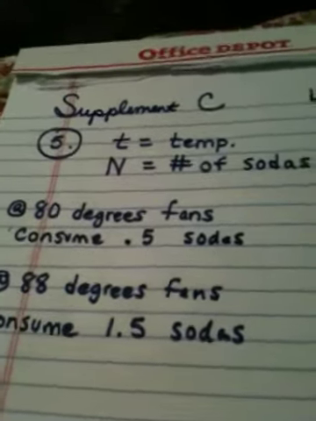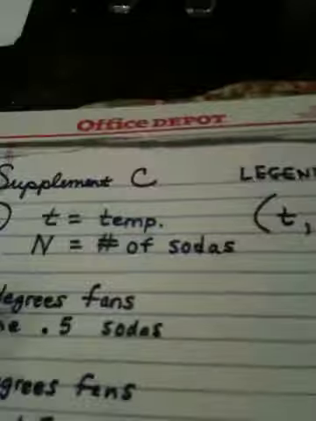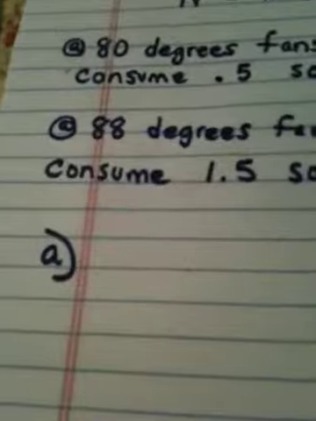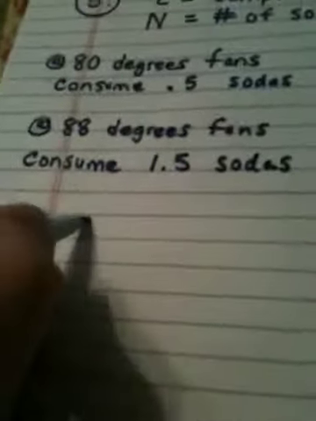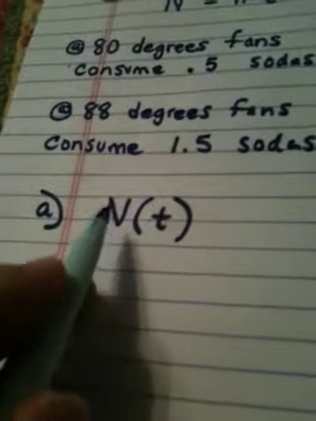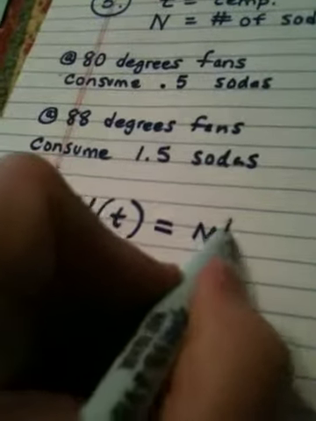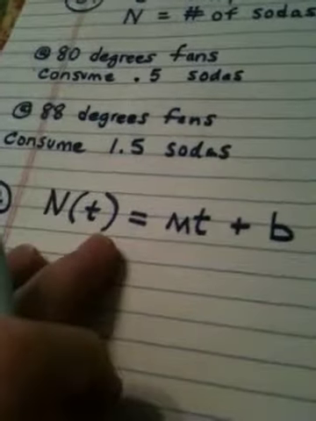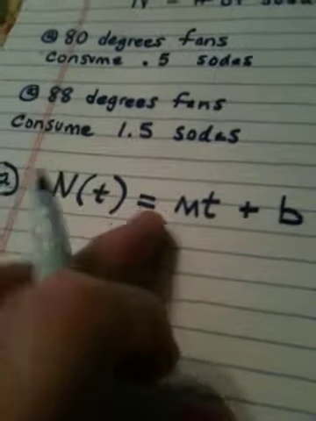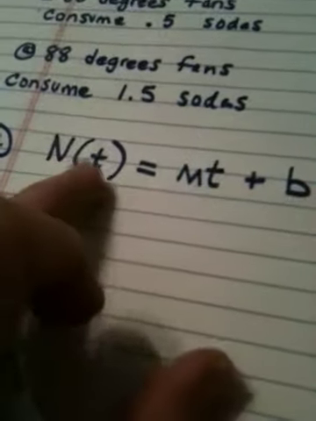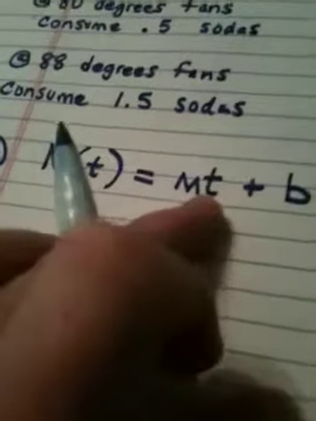Okay? Now, here's a very important thing to know. In this particular problem, Part A says express the number of sodas N as a function of T. This is what this means. N is a function of T. And we know this is MT plus B. Y equals MX plus B. Here it becomes N of T equals M times T plus B. M is still M, B is B, but the input is no longer called X, it's called T.